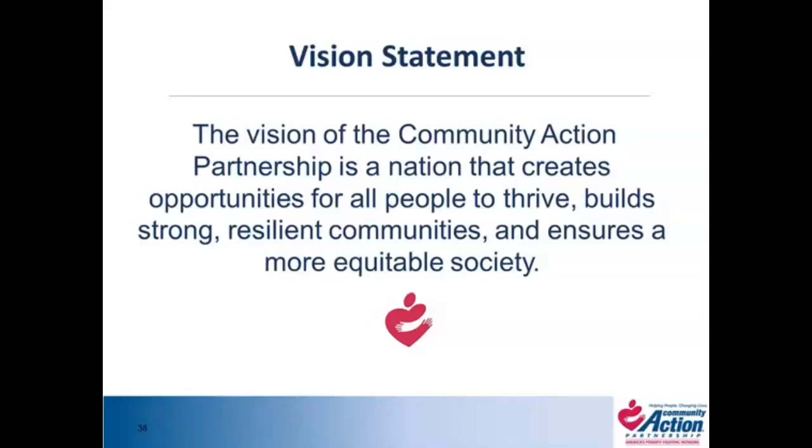So what's exciting about our new vision statement is that it's not just a vision statement for the partnership or for the network. It's a vision for the country that I hope is grounded in what you see, the importance of your work and how your work is connected to this vision. It's the vision of the partnership as a nation that creates opportunities for all people to thrive, builds strong, resilient communities, and ensures a more equitable society. That's where we're headed. That's what we want to achieve for our country, and every day your work matters in the achievement of that vision.